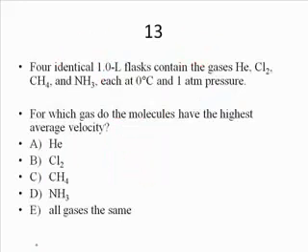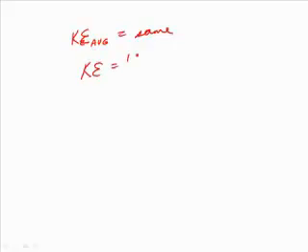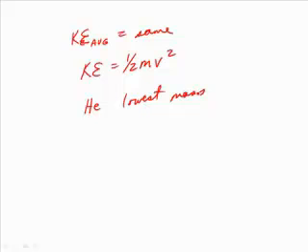Okay, so for the same setup here, for which gas do the molecules have the highest average velocity? Remember, this is what we talked about before. They're at the same temperature, so our kinetic energy is going to be the same. And since kinetic energy is 1/2 mv squared, the lowest mass would have the highest velocity, and helium has the lowest mass, so it's going to be the highest velocity.